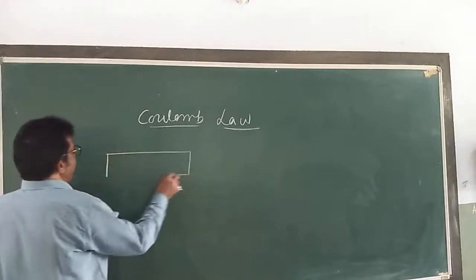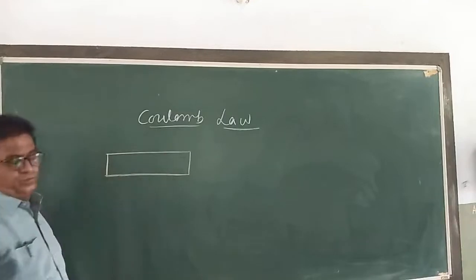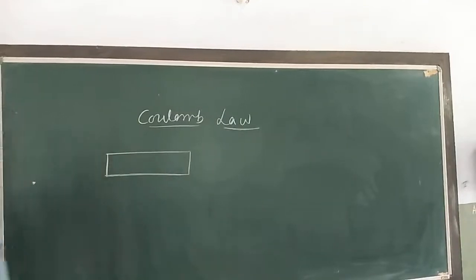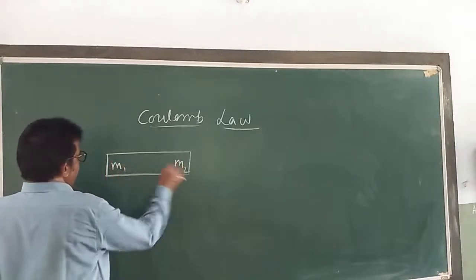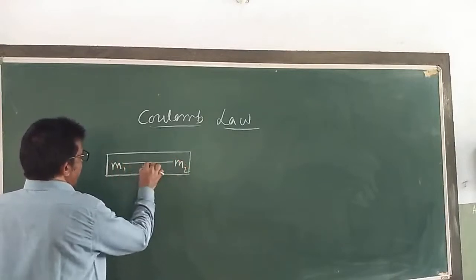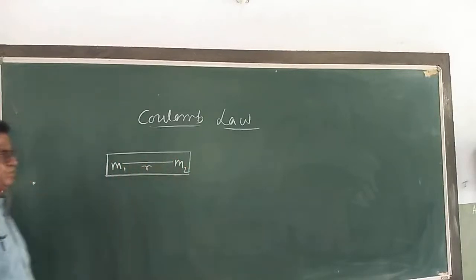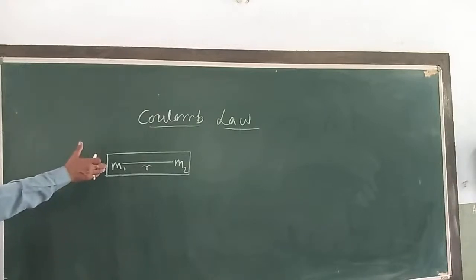Suppose we are having here the magnets, and in these magnets, suppose the magnetic strengths are M1 and M2 respectively. The distance between them is say R. They are kept at a distance R apart.